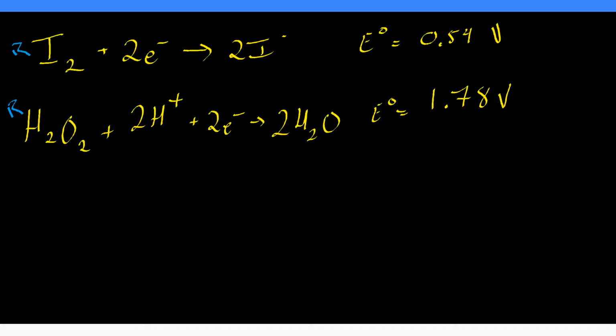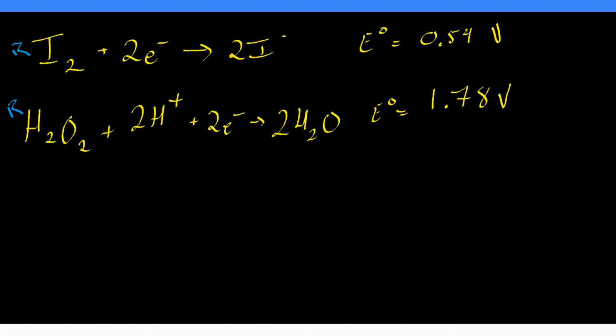The first reaction, the one up top, is iodine plus 2 electrons goes to form 2 iodide. The one on the bottom is hydrogen peroxide plus 2 hydrogen 1 plus 2 electrons goes to form 2 water molecules. And over on the right we see their reduction potentials. E standard equals 0.54 volts for the iodine reduction, and E standard equals 1.78 volts for the peroxide reduction. So the question is, which one of these is going to be reduced? Which one of these is going to be oxidized?